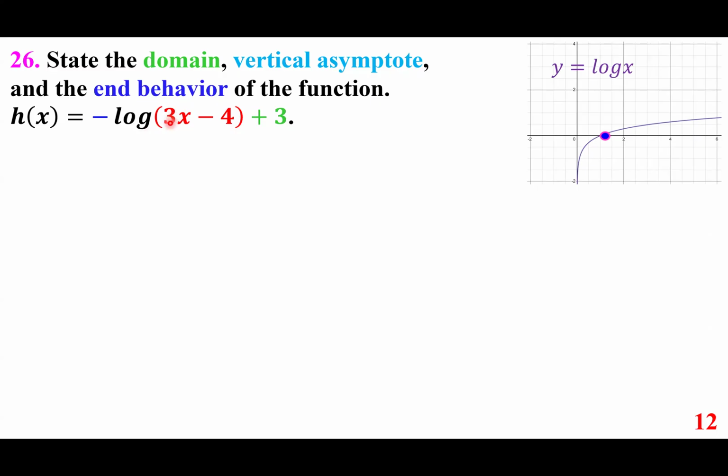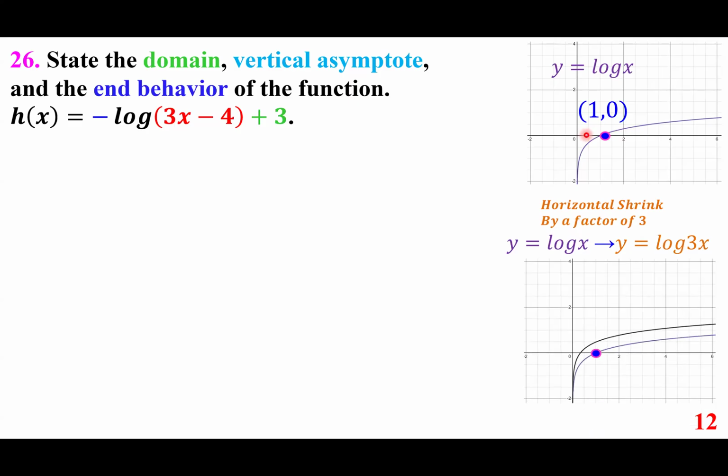So from here, you see the 3x. So this is (1, 0). We're going to go to log of 3x, which means horizontal shrinkage by a factor of 3. What does it mean? It means now (1, 0) shrinks by a factor of 3. So it goes this way and it becomes (1/3, 0). So this is the graph. This was at (1, 0). Now it's at (1/3, 0). So that's log of 3x.